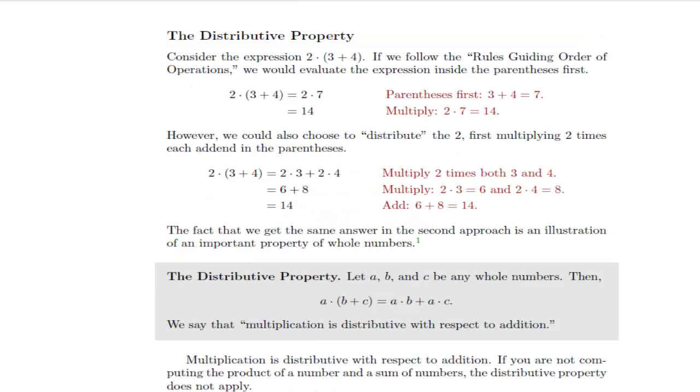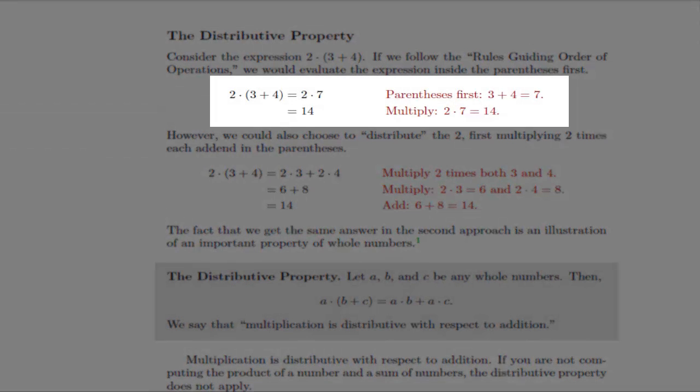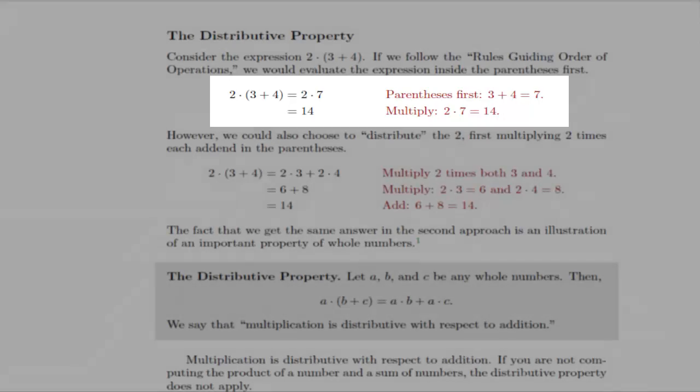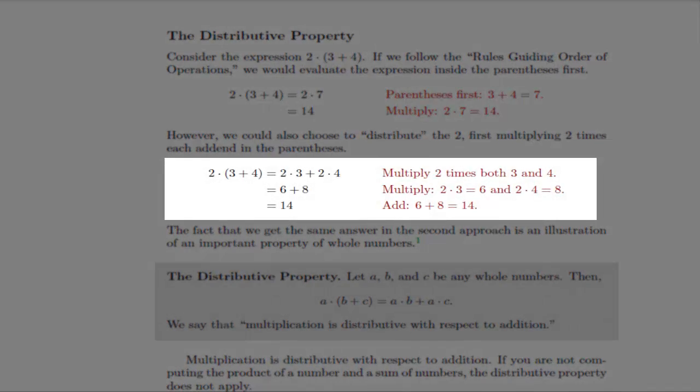The distributive property. Consider the expression 2 times (3 plus 4). If we follow the rules guiding order of operations, we would evaluate the expression inside the parentheses first. 3 plus 4 is 7, and 2 times 7 is 14. However, we could also choose to distribute the 2, first multiplying 2 times each addend in the parentheses. 2 times 3 plus 2 times 4. Then 2 times 3 is 6, and 2 times 4 is 8, then 6 plus 8 is 14.